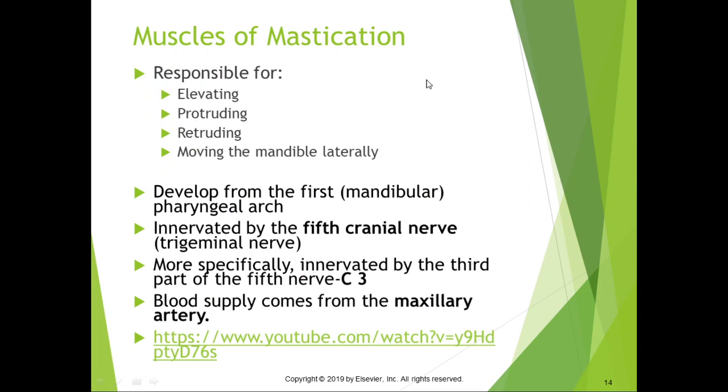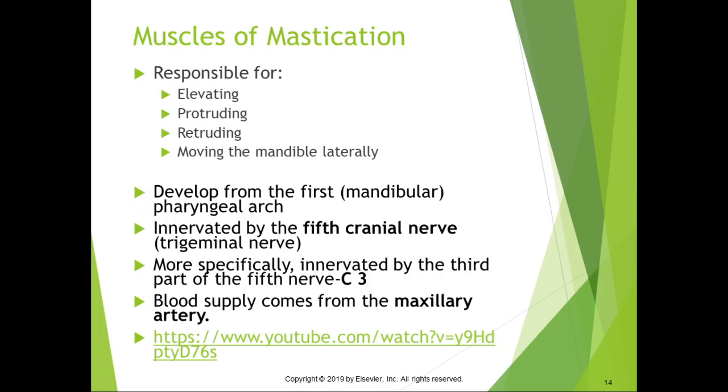So these four muscles of mastication are all responsible for elevating, protruding, which is sticking out, retruding, so pulling in, or moving the mandible from side to side, that lateral movement. All of these muscles of mastication also develop from the first, or the mandibular, pharyngeal arch. They are all innervated by cranial nerve number 5, which is our trigeminal nerve. More specifically, coming off of that trigeminal nerve, they're innervated by V3. The blood supply for all of these muscles of mastication is going to come from the maxillary artery.